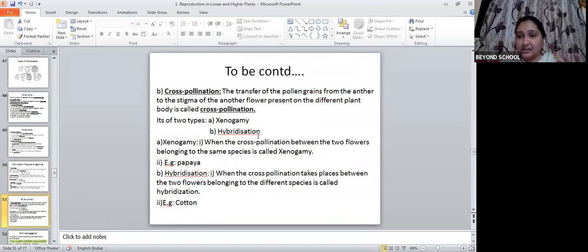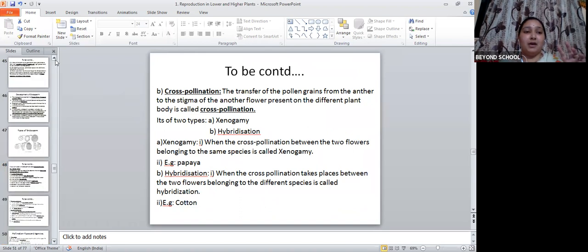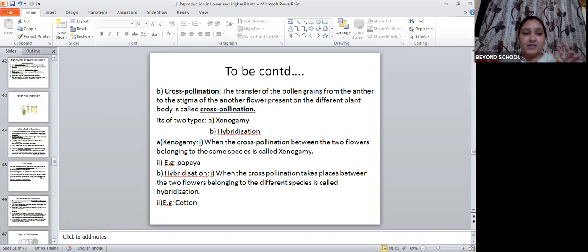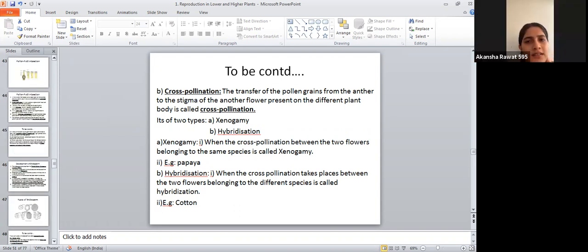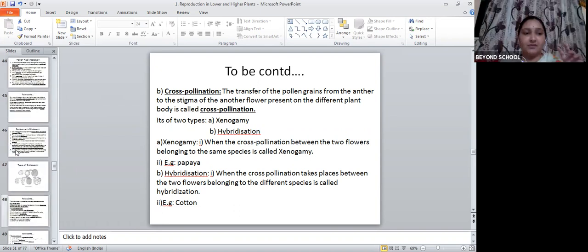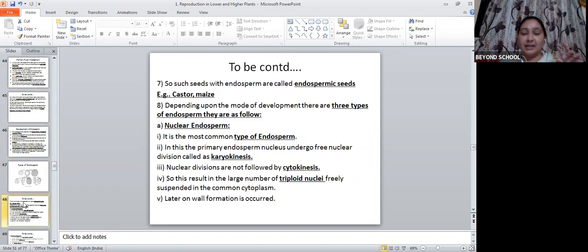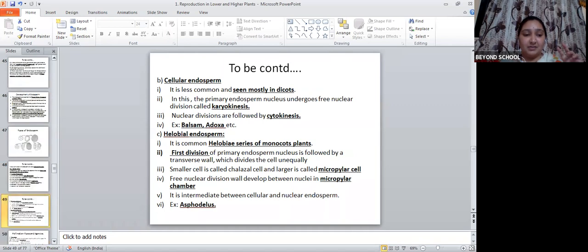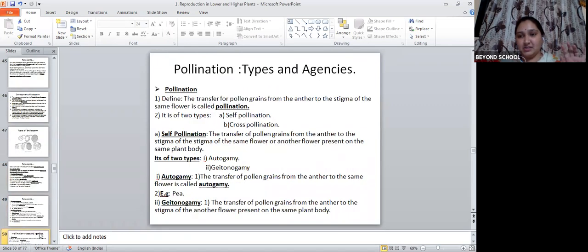Now the thing is, Akansha, today we have studied the significance of double fertilization and pollen pistil interaction. We have even studied the development of endosperm and the types of endosperm. And we have started with the pollination types and even the agencies.